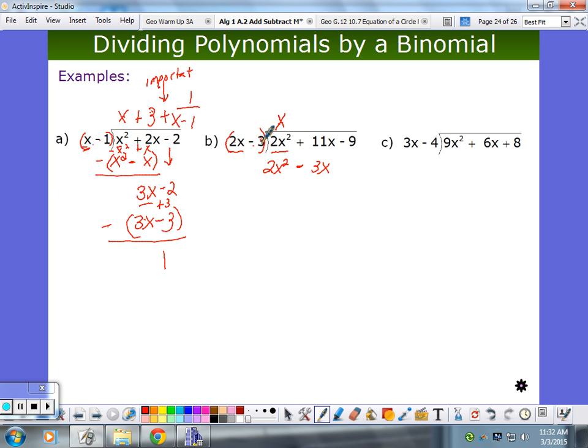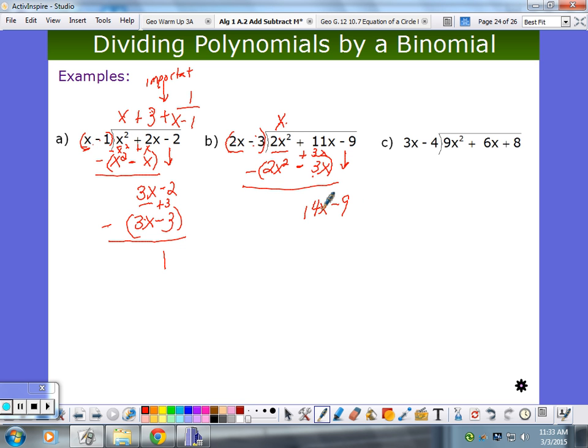I just multiply x by here. See how I'm putting parentheses? Make sure you're doing the same thing. Minus that whole thing: 2x squared minus 2x. That should always cancel out if you did this right. 11x minus minus 3x is 14x. Bring down the minus 9.